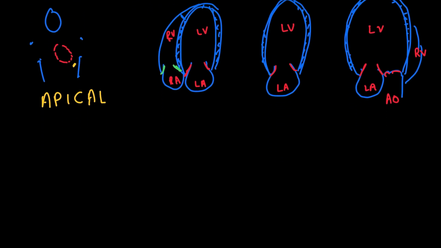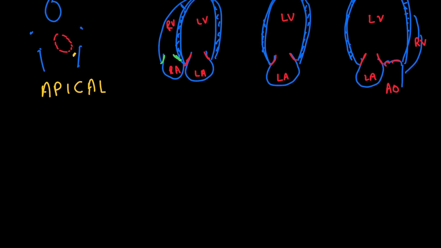Let's talk about one last angle from which we can look at the heart. So here's the patient's head and their torso with arms, and here's the heart. The last view, and this is where the footprint of the probe would be, is the subcostal view. And from the subcostal view, what you'll see is something like this.